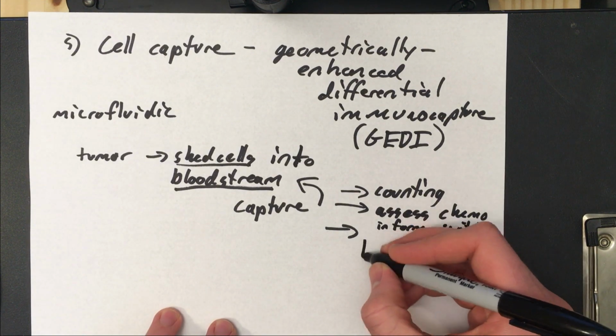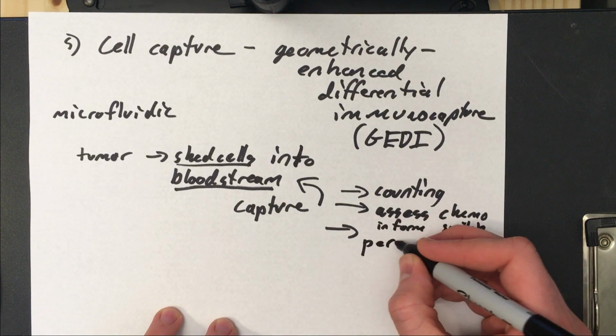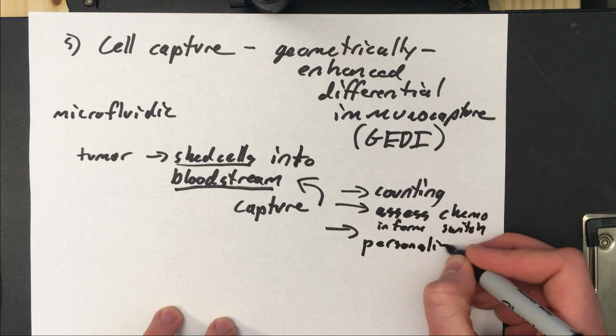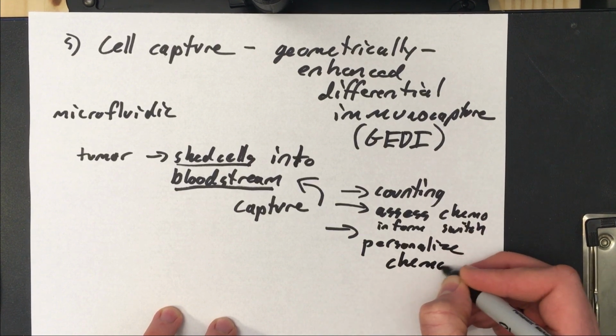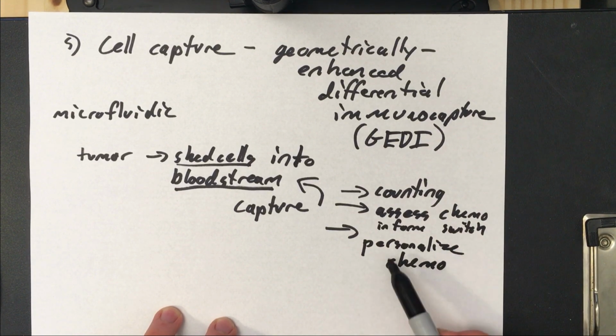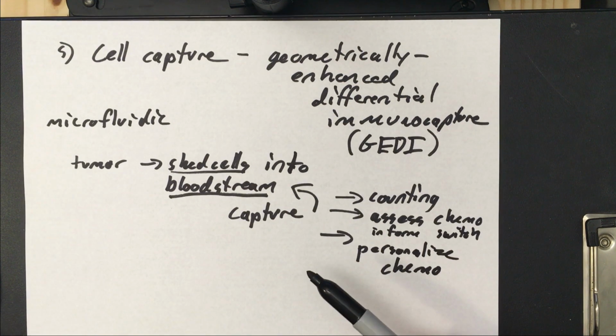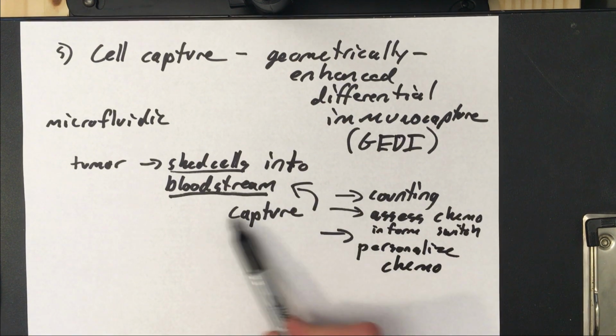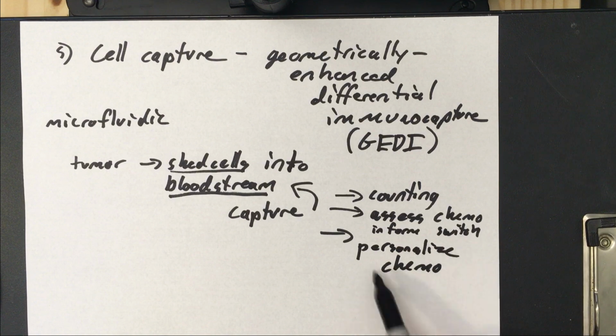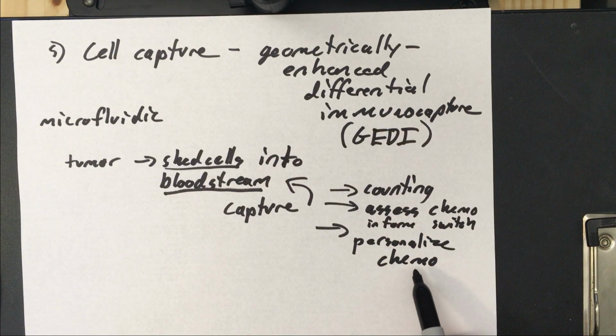And the other thing you could do with this is personalize. Before you even start giving a cancer patient chemo, you could capture some of these circulating tumor cells and split them into a couple different batches, and then hit each batch with a different type of chemotherapy to see what kind of chemotherapy is going to kill that person's cancer the best. Or perhaps even all three of these.